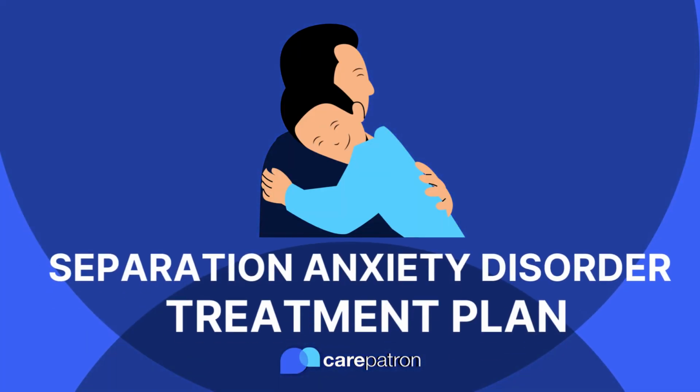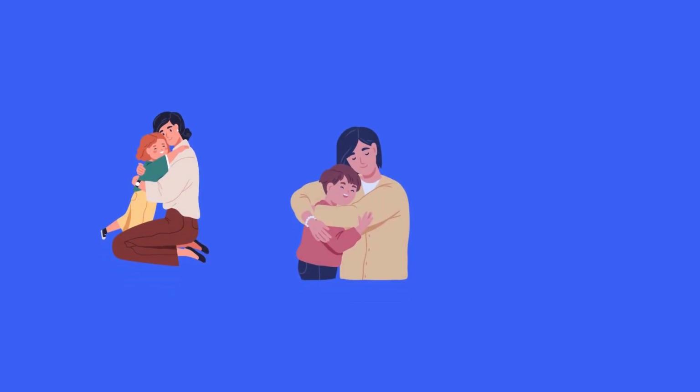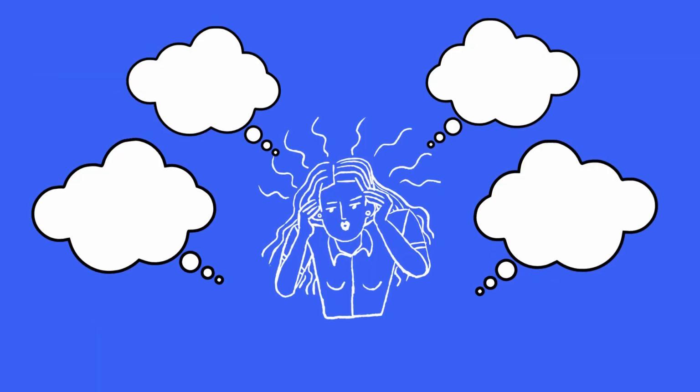Separation anxiety disorder is an intense fear of being separated from a loved one or caregiver. It affects both children and adults. Separation anxiety can be a very normal emotion in young children, but when this anxiety interferes with everyday life at a certain age, it becomes a disorder that needs to be treated.